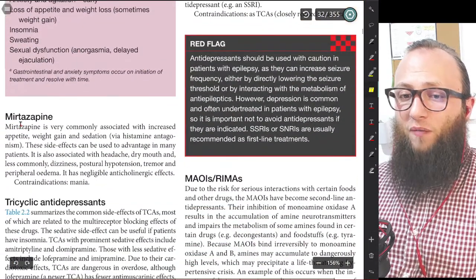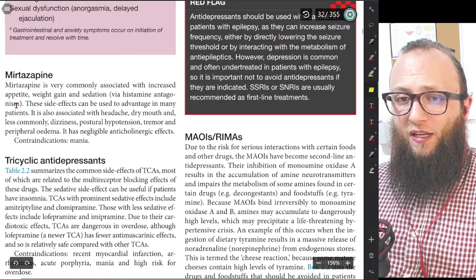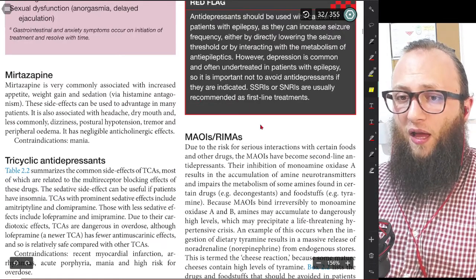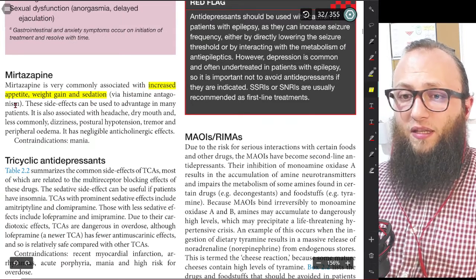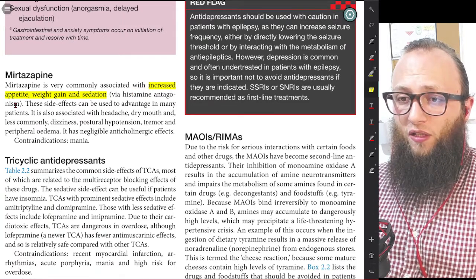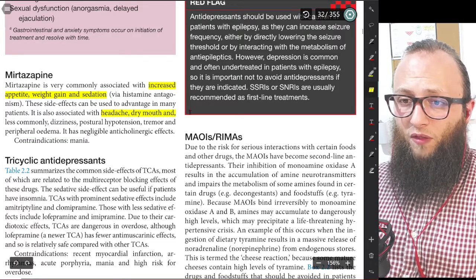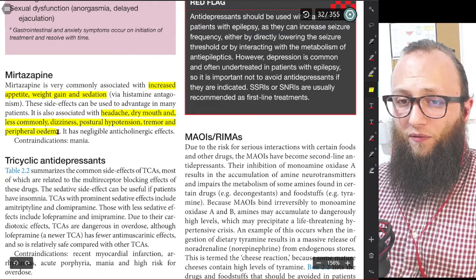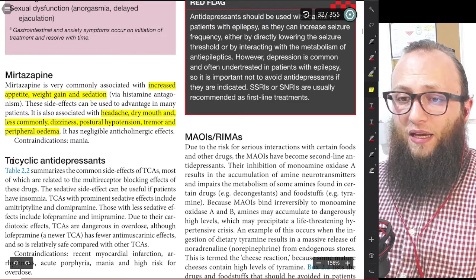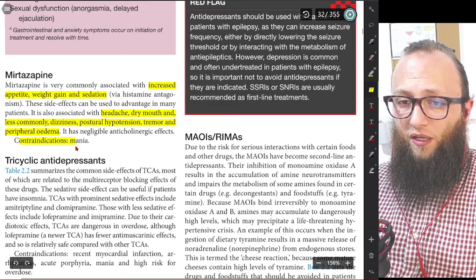Okay, what about mirtazapine? Mirtazapine is very commonly associated with increased appetite, weight gain, and sedation via histamine antagonism. These side effects can be used to advantage in many patients. It is also associated with headache, dry mouth, and less commonly dizziness, postural hypotension, tremor, and peripheral edema. It has negligible anticholinergic effect. Contraindications: mania.